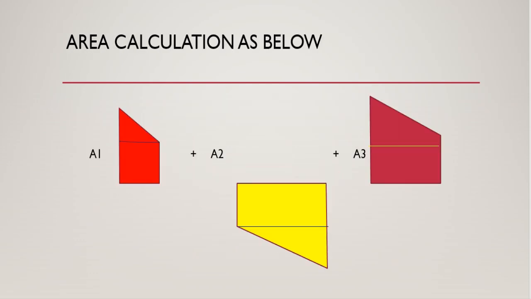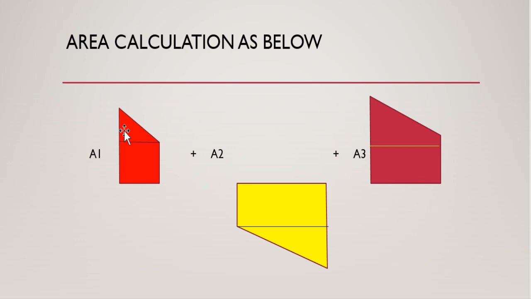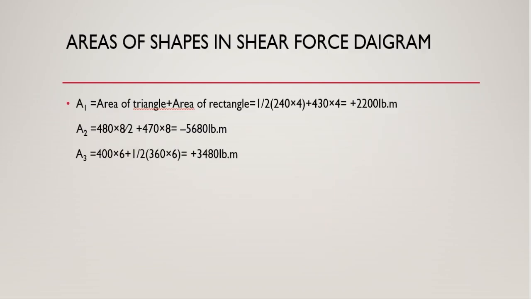In order to find out the bending moment diagram, first of all we have to apply the area method. For that, we have to calculate the area of all these figures, that is this area, this area and this area. The area above is taken as positive, but the downward area is taken as negative. We have to calculate all these areas that consist of triangles and rectangles. So this is A1, this is A2, this is A3.